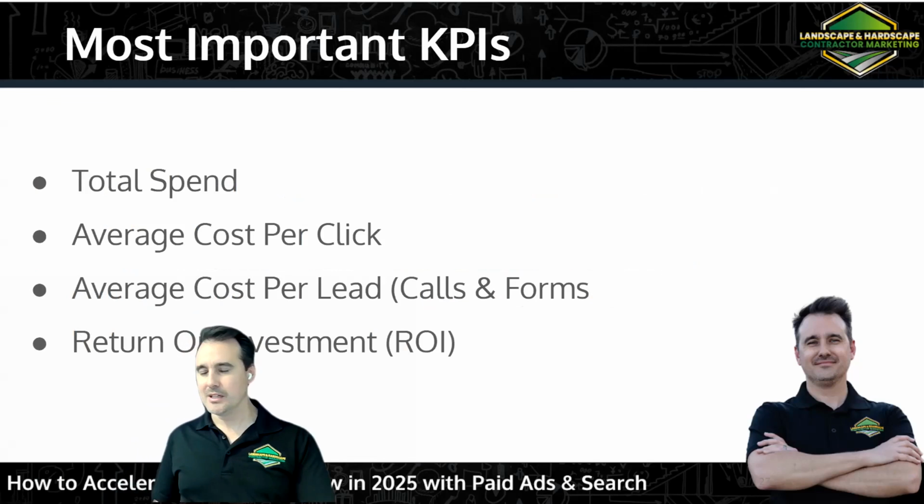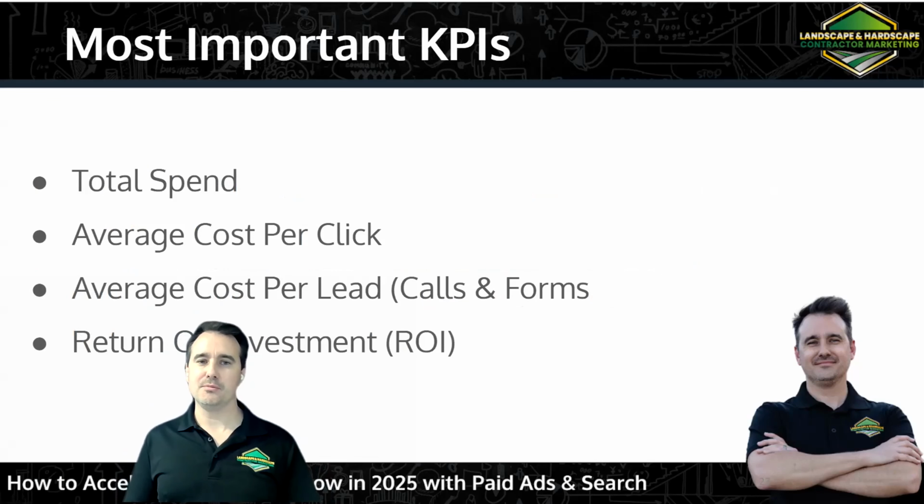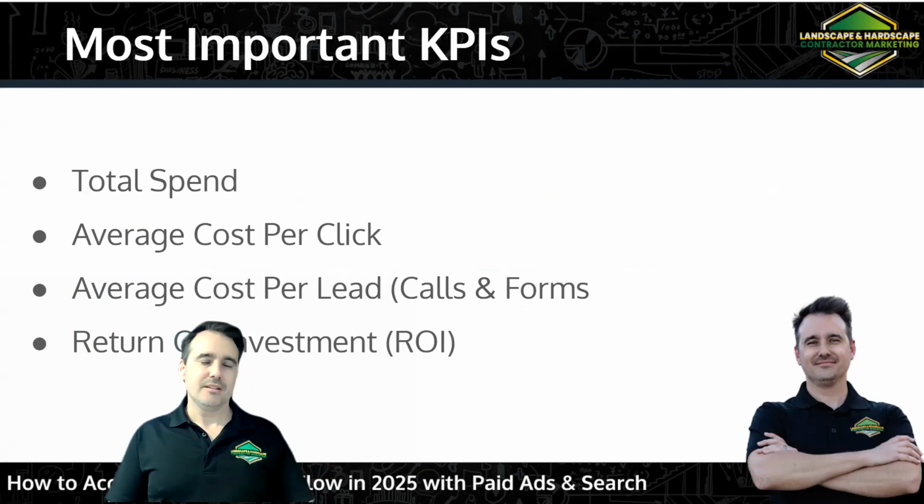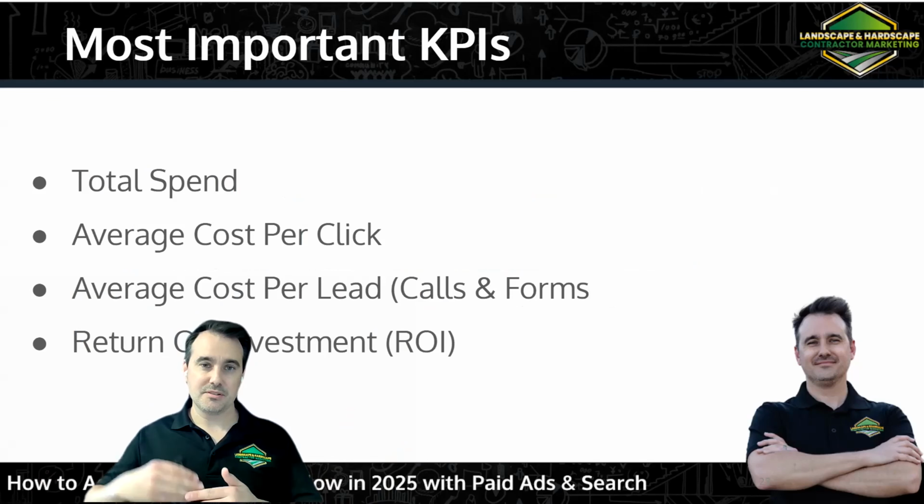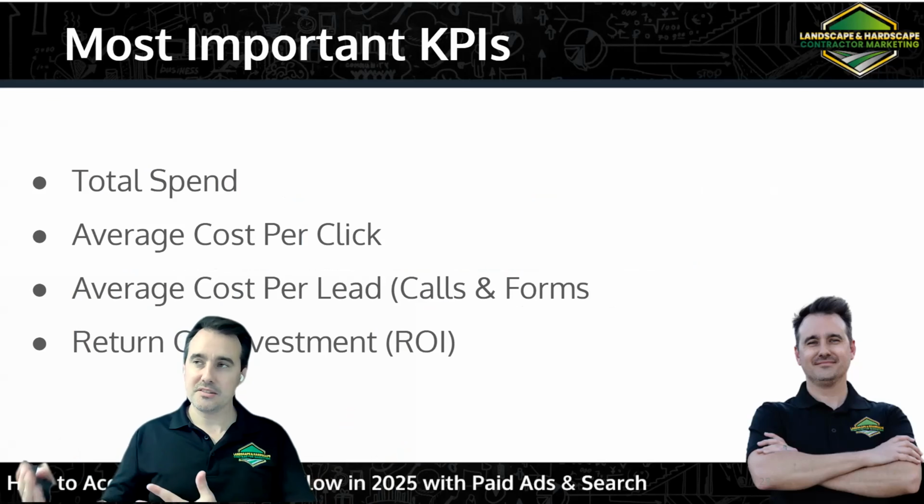Now I want to talk about which are the key performance indicators you want to be measuring. So first one is, how much are you spending in total? That's just a great overview. And generally then, what is the average cost per click? It's a metric to look at, but it's not the be all and end all. Very important to see how much it's costing you for certain keywords and adjusting as needed.